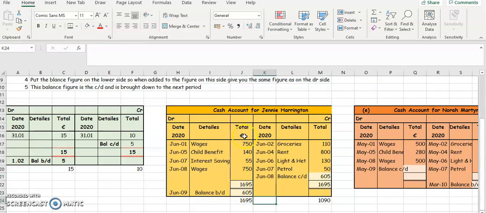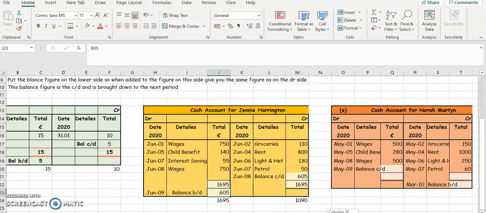So we added up the debit side, we added up the credit side, and we took one away from the other to see what the difference is. That difference is our balance. So we total them up to make sure that both sides are the same. And then that's your carry down figure down to the next one.